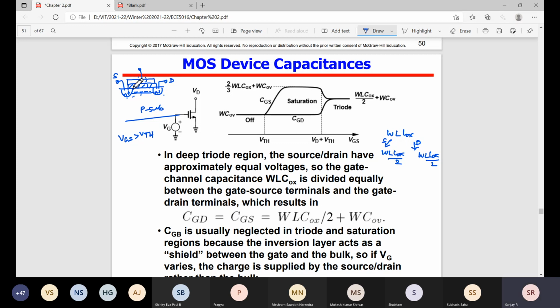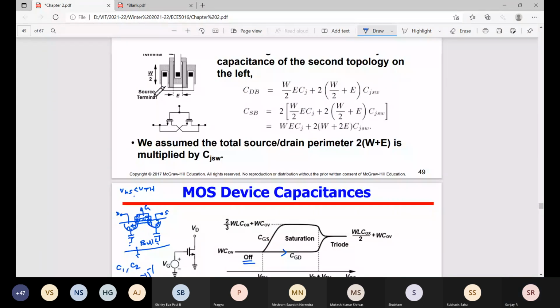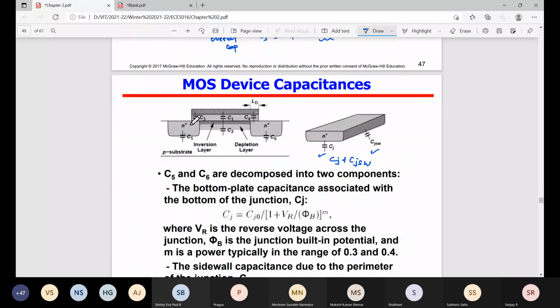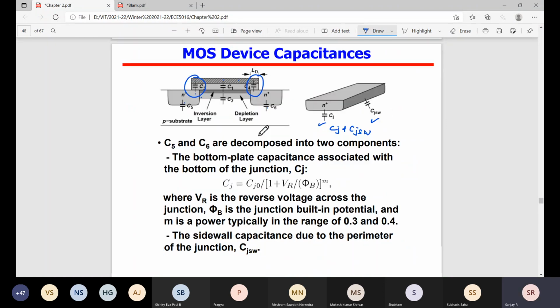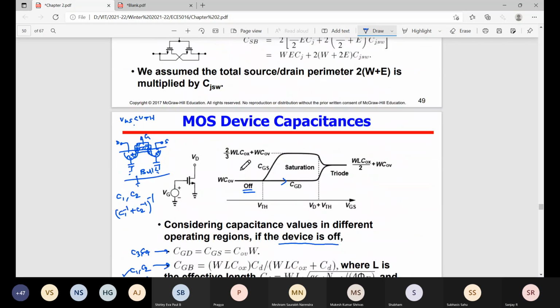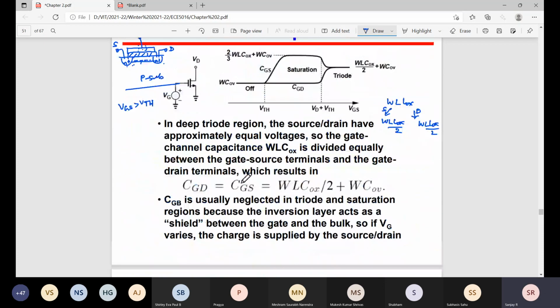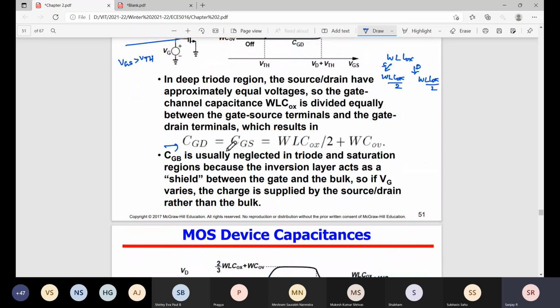Then there is already some more capacitance. What is the overlap capacitance? W times Cov. So remember that overlap capacitance will also be there. So when turned on, it is the gate to channel capacitance plus this overlap capacitance. So CGS will be W L Cox by 2 plus overlap. Similarly, CGD will be W L Cox by 2 plus overlap capacitance. Is it understandable?